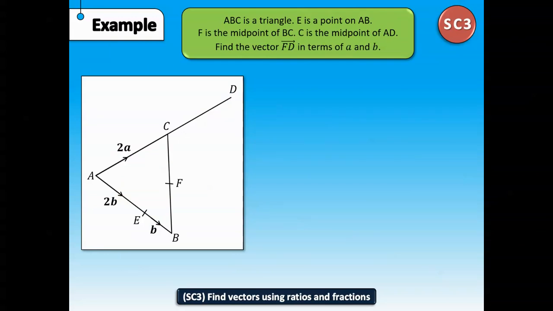Here's another example. So ABC is a triangle. E is a point on AB. F is the midpoint of BC. And C is the midpoint of AD. Find the vector FD in terms of A and B. So we want to find a path from F to D.